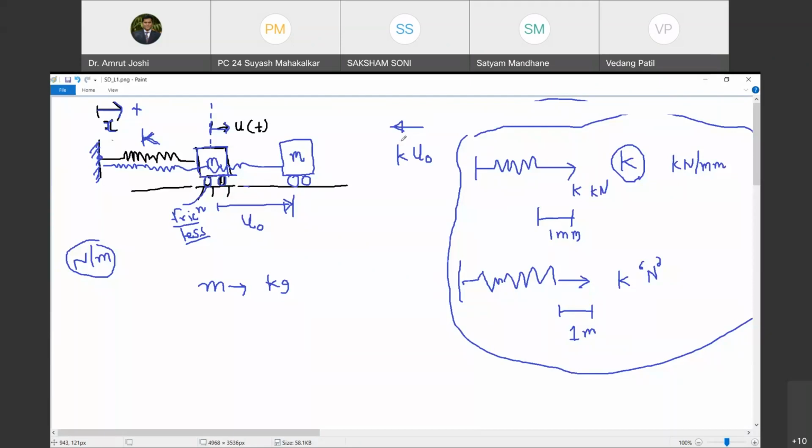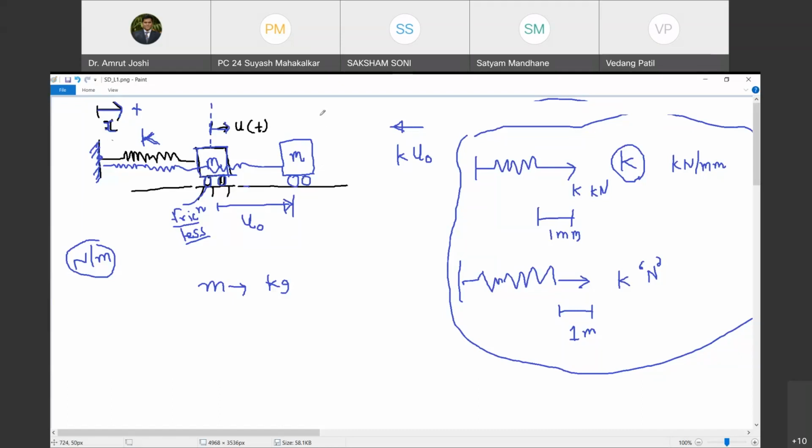Now, the problem statement is this. Let us say the observer starts observing the event, or the phenomena, at the time when the block was occupying the position at distance u0 from the mean position. So when it was here, the observer started observing the phenomena. Are you with me? Yes, sir.